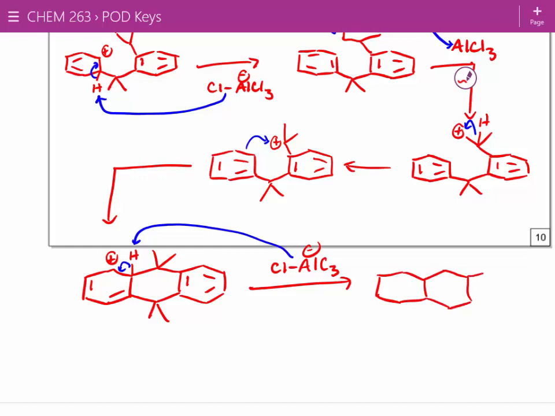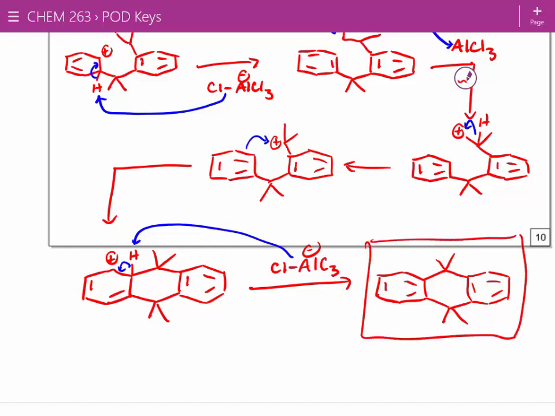Do we have to worry about stereoisomers? Hope not, 'cause I didn't put it on there. I'm with Adrian. What do you guys think? Do we have to worry about stereoisomers? No, there's no stereocenters in this, so we don't have to worry about stereoisomers for this problem. The main product that we'll get out of this reaction will be this fused cyclic ring system that we've got here.